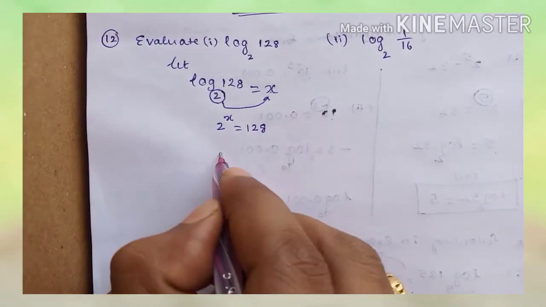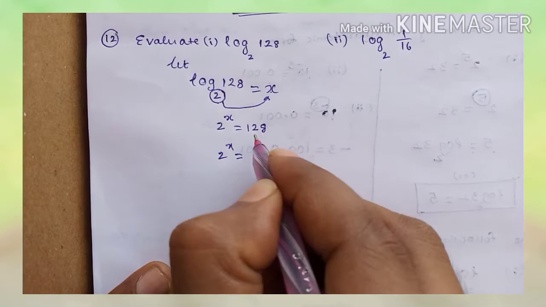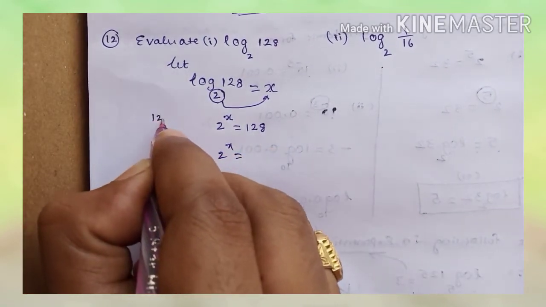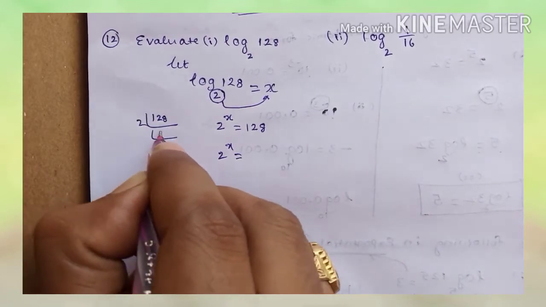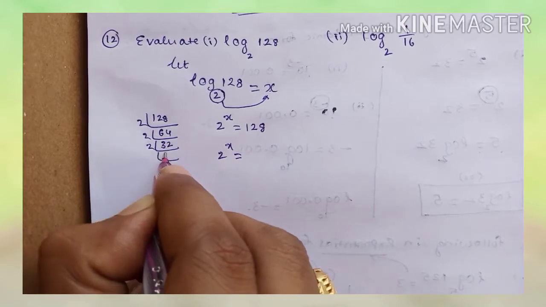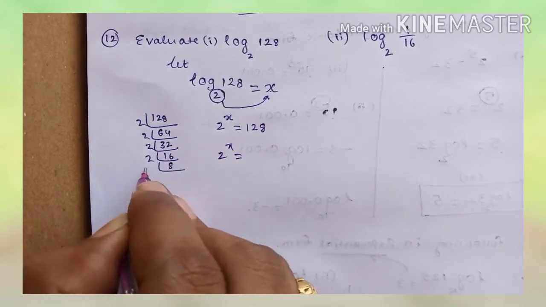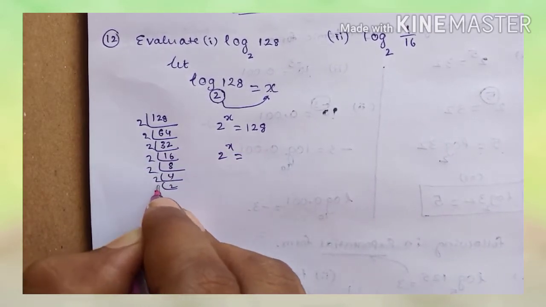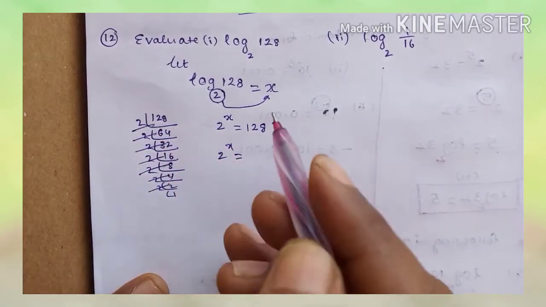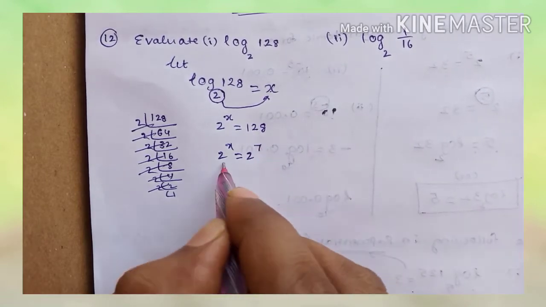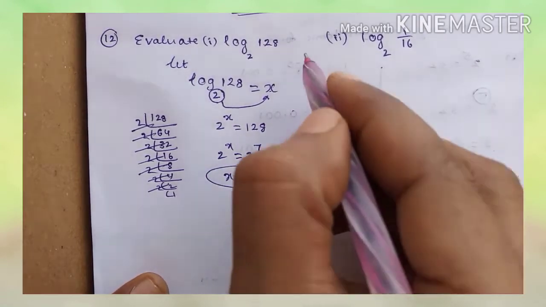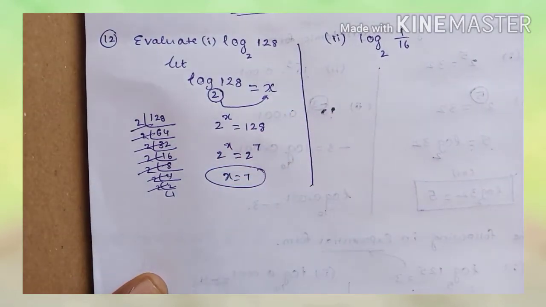128. So 2 to the power x is equal to 128, which you can write in exponential form with base 2. Do the LCM: 2 times 2 is 4, 2 times 32 is 64, 2 times 16 is 32, 2 times 8, 2 times 4, 2 times 2, 2 times 1. So 1, 2, 3, 4, 5, 6, 7 times. So 2 to the power 7. If bases are equal, powers are also equal, so the value of x is equal to 7.